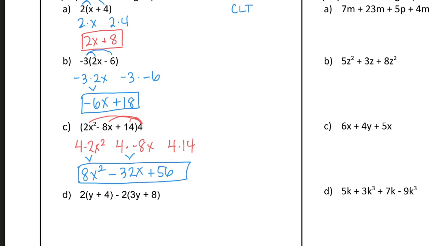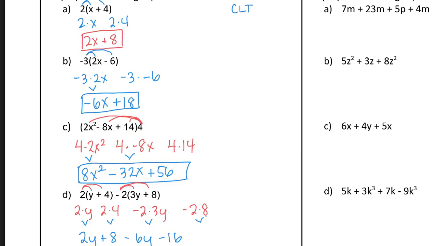All right, let's take a look at the last one here. So we have 2 sets of parentheses, so we're going to distribute twice. So we're going to do 2 times y, and then 2 times 4. Then we're going to do negative 2 times 3y, and negative 2 times 8. So now we have 4 terms here. So 2 times y is just 2y. 2 times 4 is going to be positive 8. Negative 2 times 3y is negative 6y. And then negative 2 times 8 is going to be negative 16.